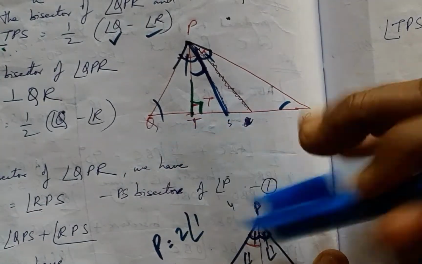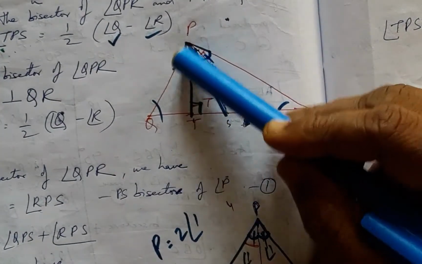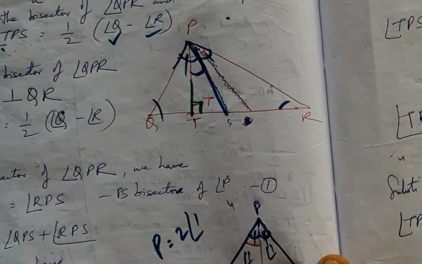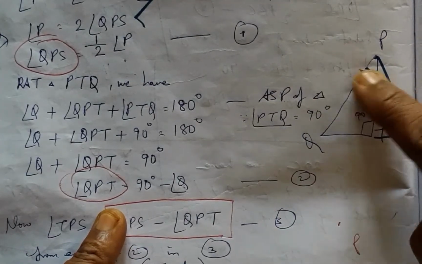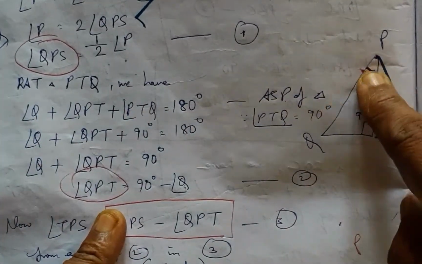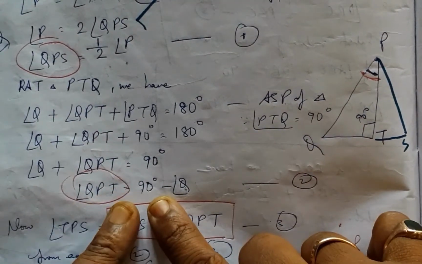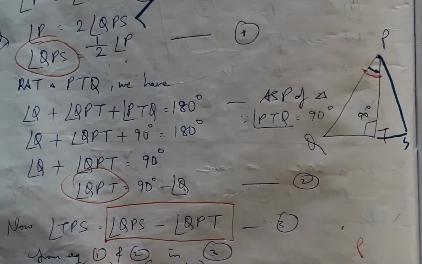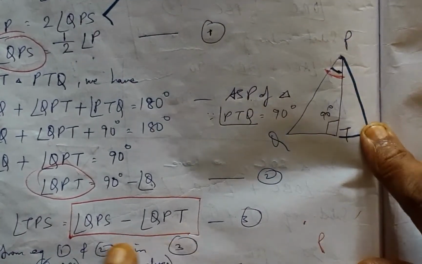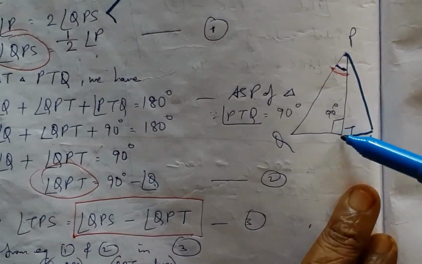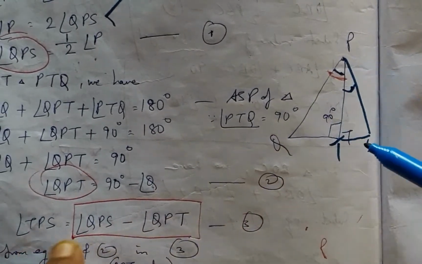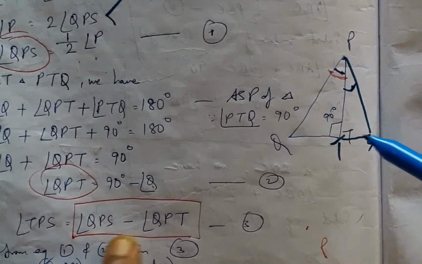Now since I need this part TPS, somehow I need to eliminate this QPT part of the QPS. That is my next step. To eliminate QPT, I need the value of QPT, which is obtained from the angle sum property of Q and 90 and QPT. And therefore QPT value is nothing but 90 minus Q. As I have told you, I need to eliminate this from the QPS to obtain TPS. TPS, I need this, so I have to eliminate this. So TPS value is nothing but QPS minus this QPT.